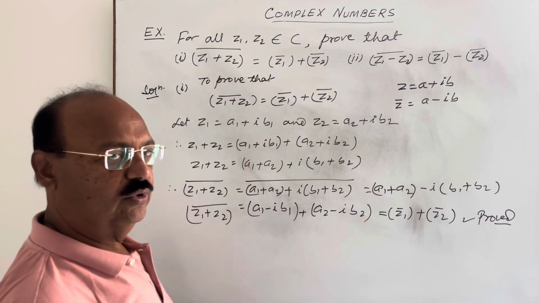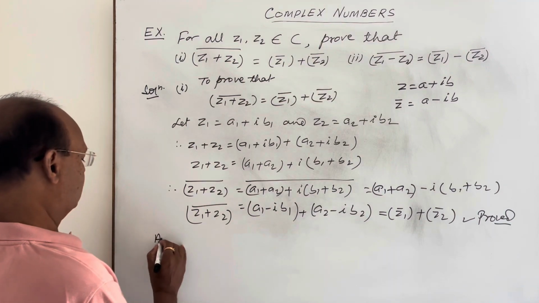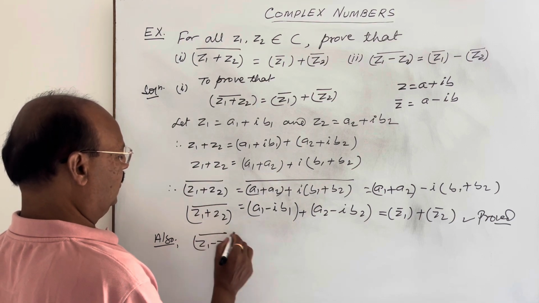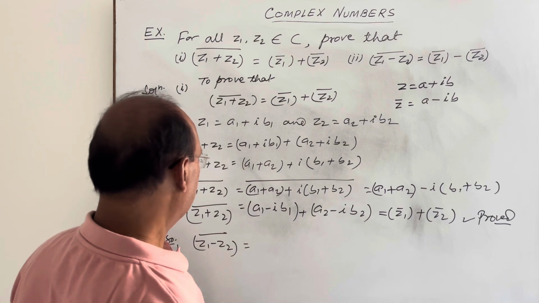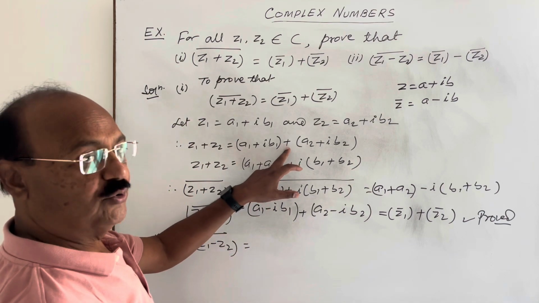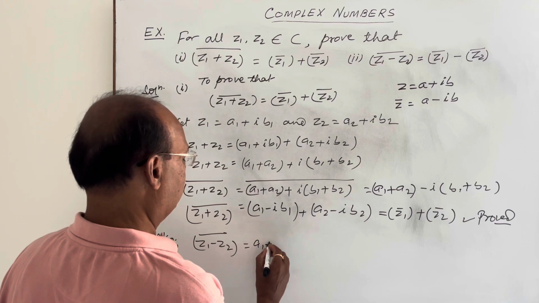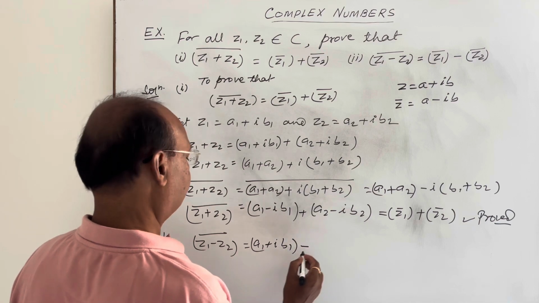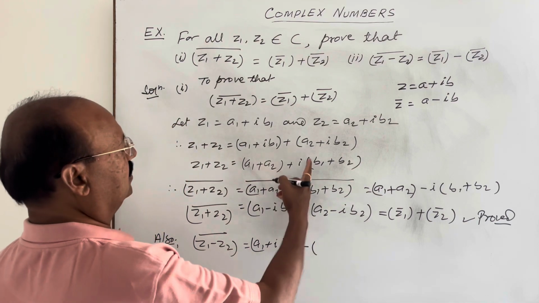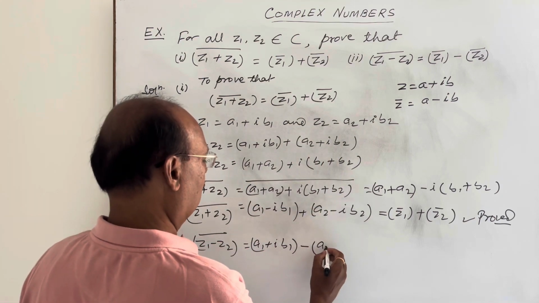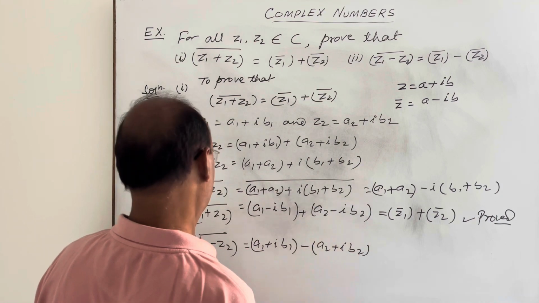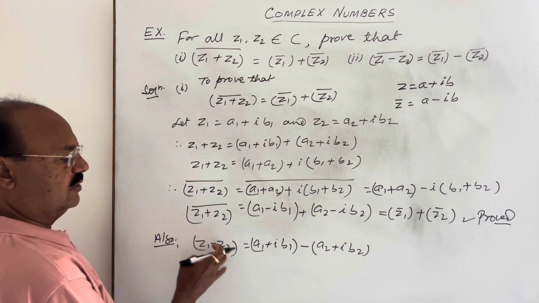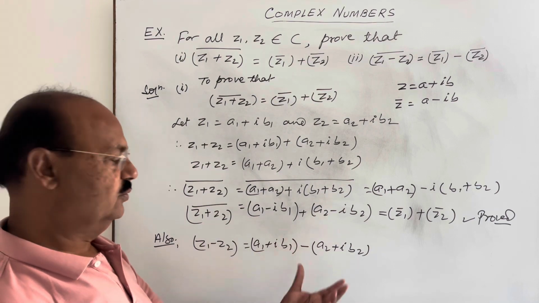Similarly, we can prove second part also. So also Z1 minus Z2 whole bar, means conjugate, is equal to Z1 minus Z2. We have to put a negative sign here. So Z1 is A1 plus IB1, this minus sign, Z2 is A2 plus IB2. At the initial stage, let us not write this conjugate. Simply we are writing Z1 minus Z2. So Z1 minus Z2 is equal to this much.